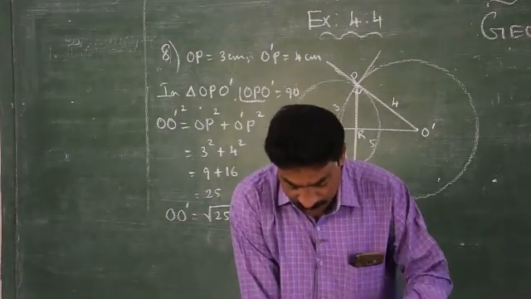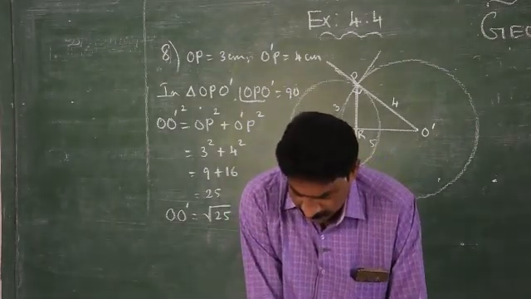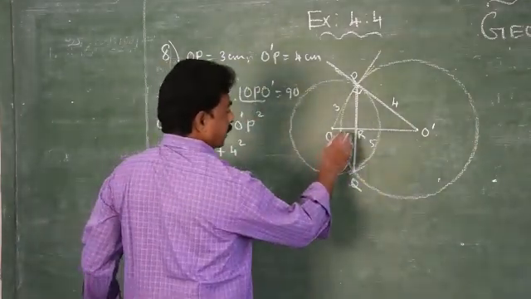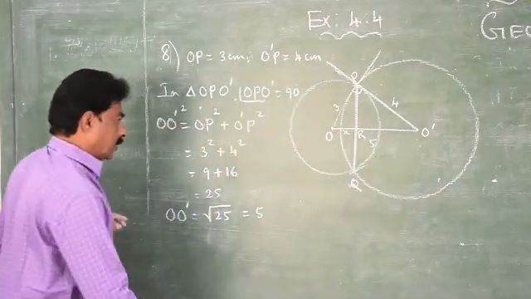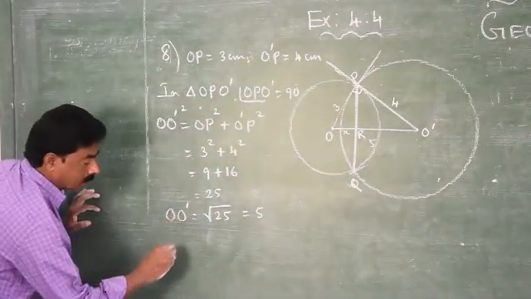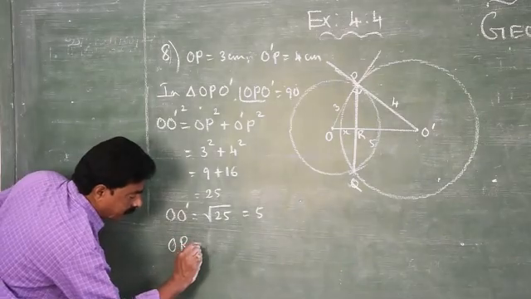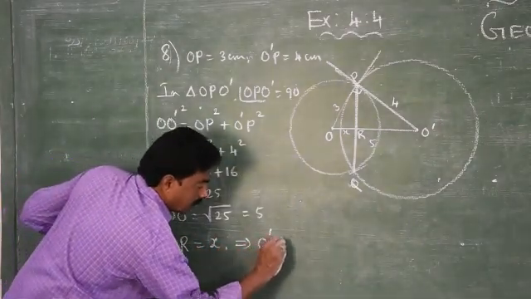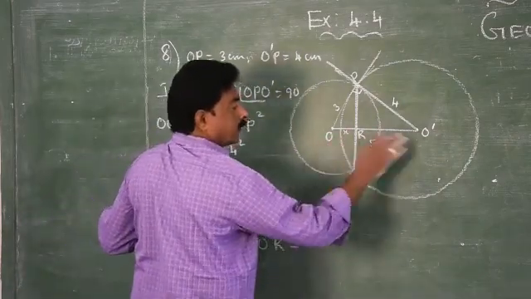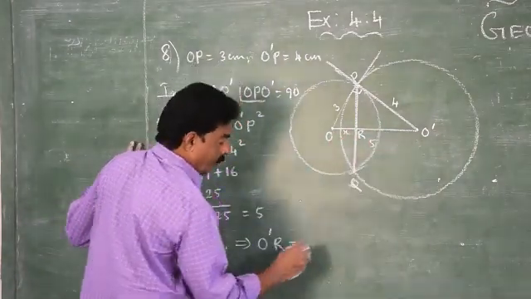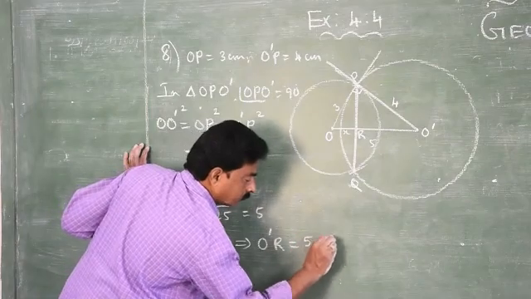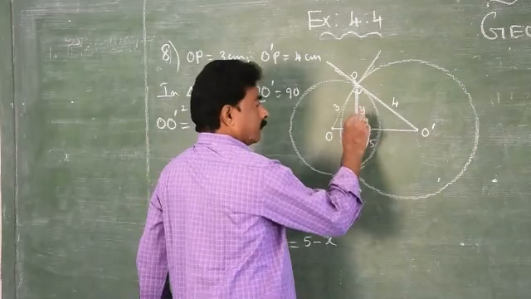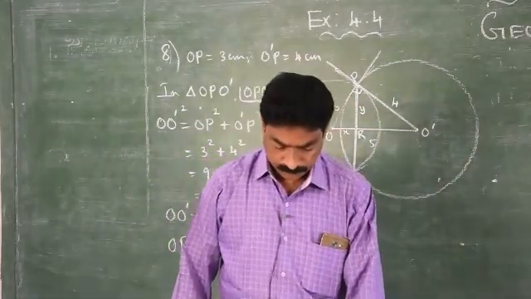Now you have to find PQ. Suppose we consider OR as x. Now we found OO dash is 5, so O dash R will be 5 minus x. And we consider PR as y.